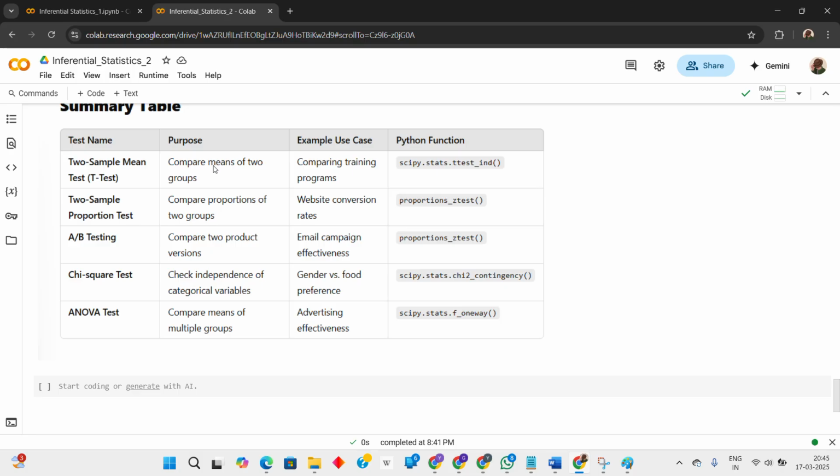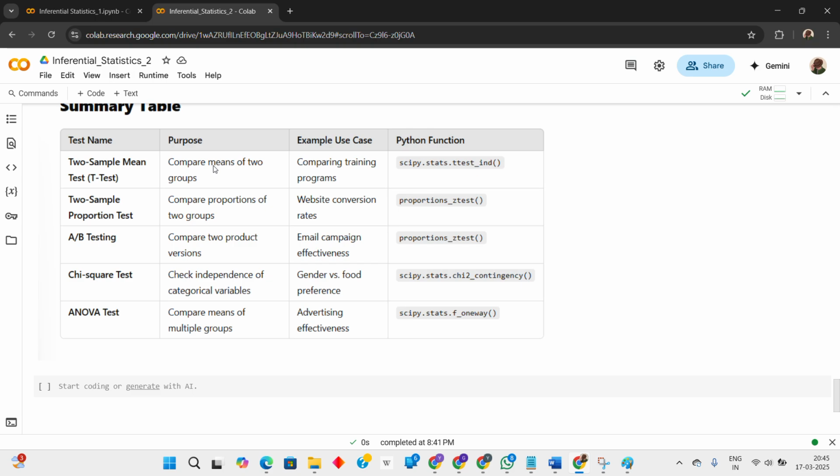Then the chi-square test checks independence of categorical values, for example gender versus food preference. Then we can use this chi-square test. Here we can go for scipy.stats again, but inside scipy.stats we have to use chi2_contingency. Then ANOVA is comparing means of multiple groups.